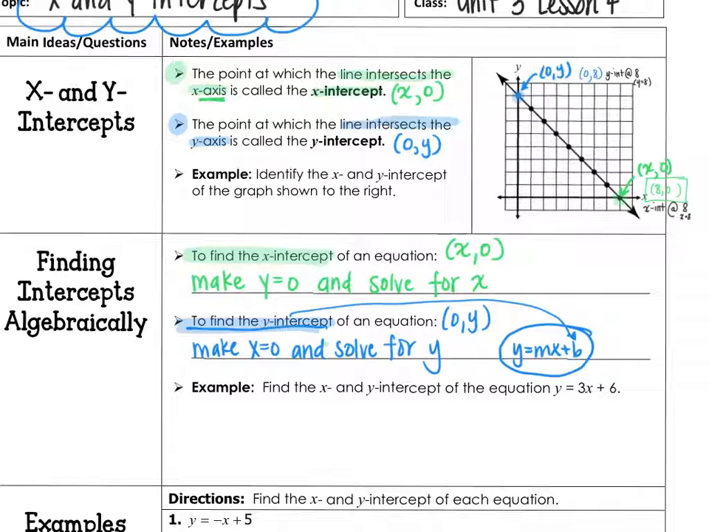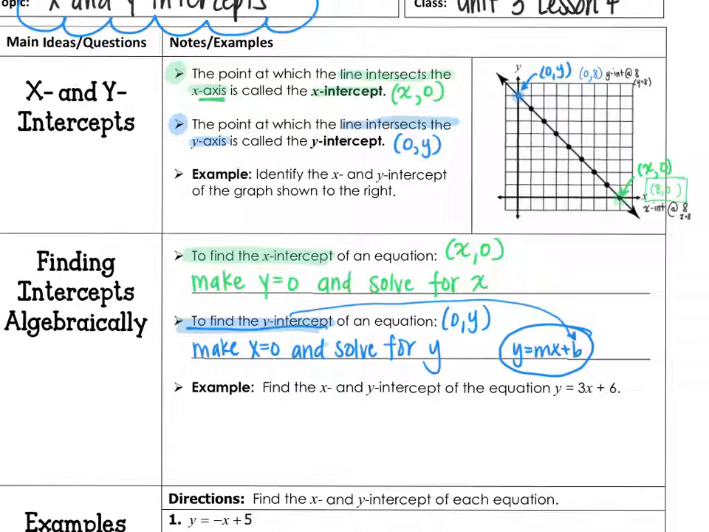Now the format is coming from the fact of the ordered pair. Since the x-intercept's ordered pair is x comma 0, then we need to set y to 0 to solve for x, for the x-intercept. For the y-intercept, we want to set x to 0. We're going to blank out x, make it equal 0, and then solve for y.